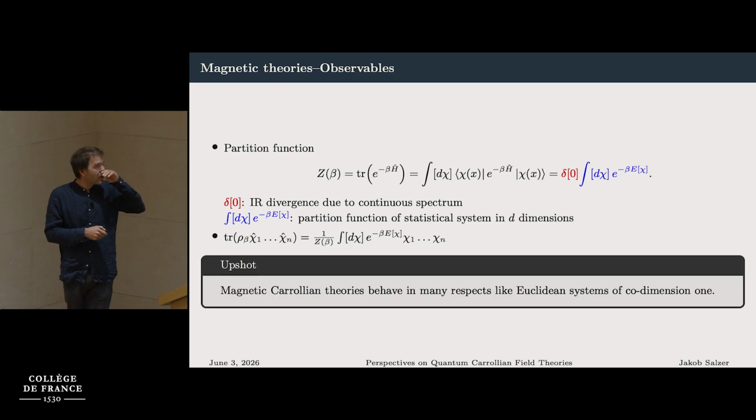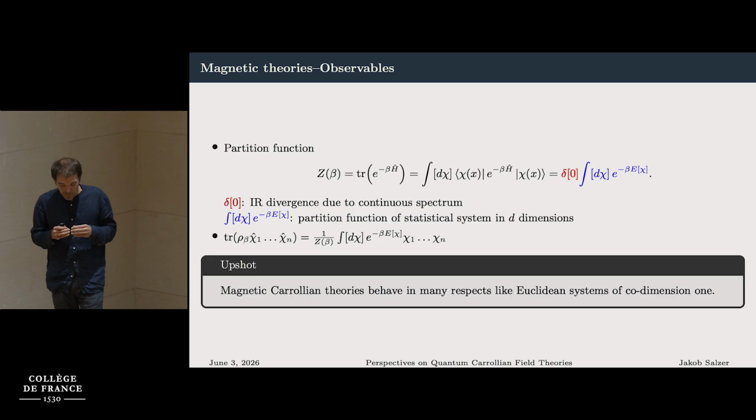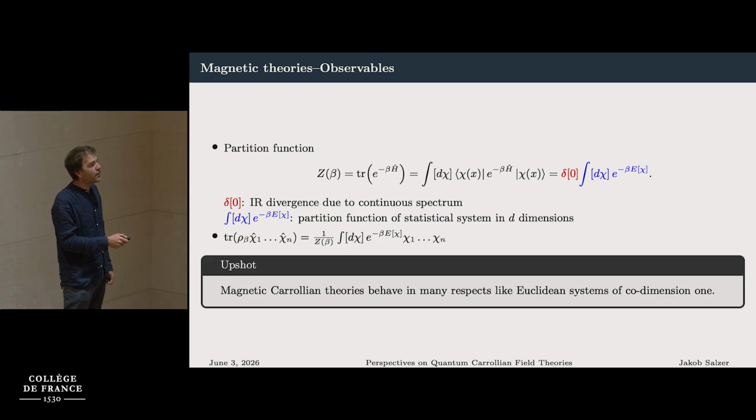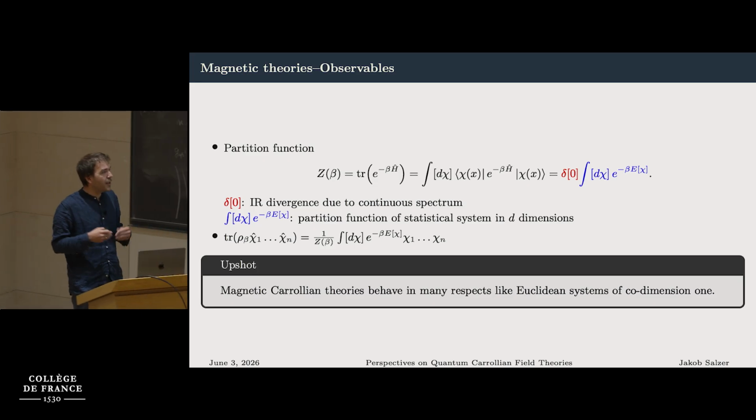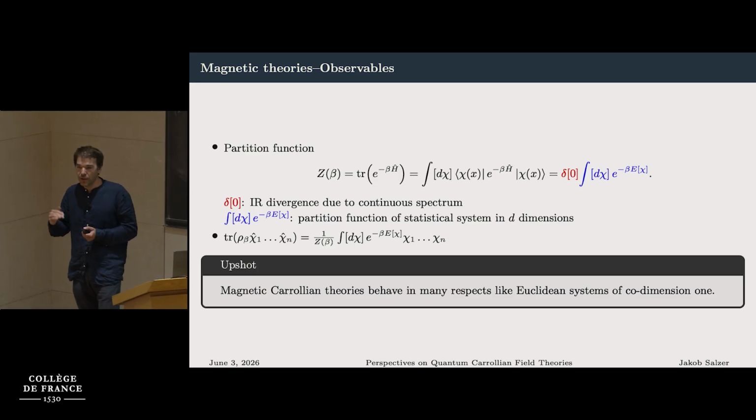You can generalize this and consider other observables, which you might call, in the usual case, correlation functions at finite temperature. So trace rho beta times strings of chi's, and again you can write it in terms of what looks like a statistical system, and they look like statistical correlators. So the upshot of this is that magnetic Carrollian theories behave in many respects like Euclidean systems of one dimension lower.